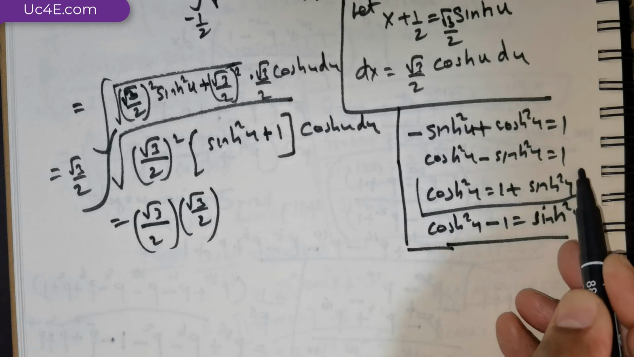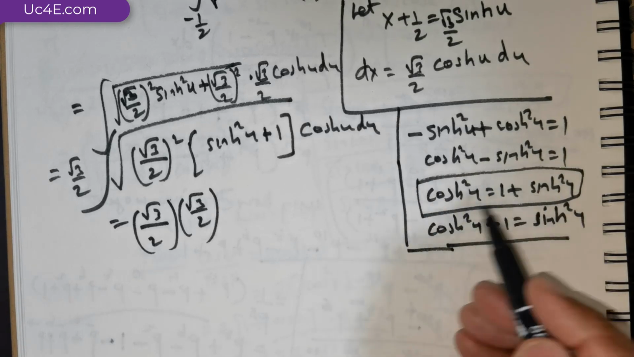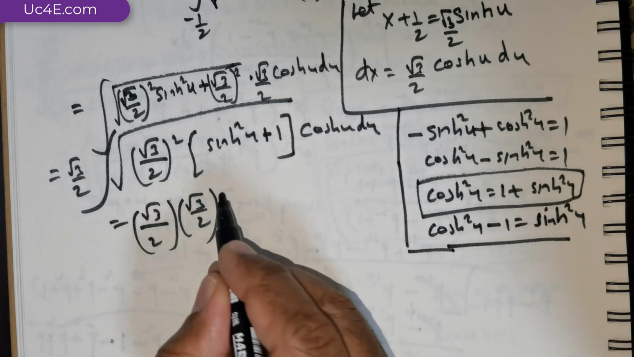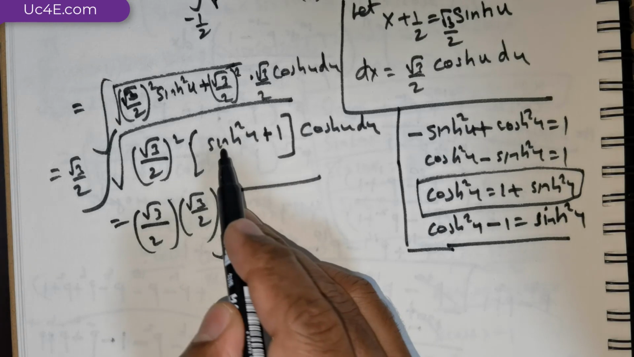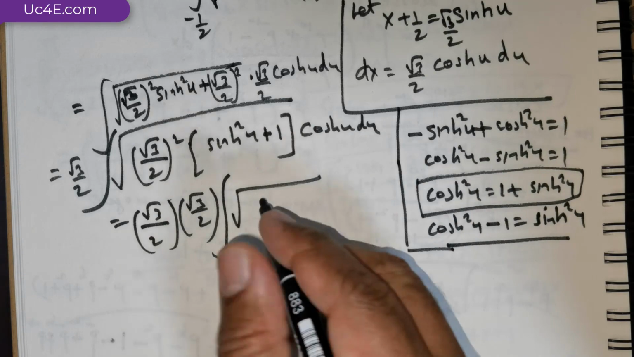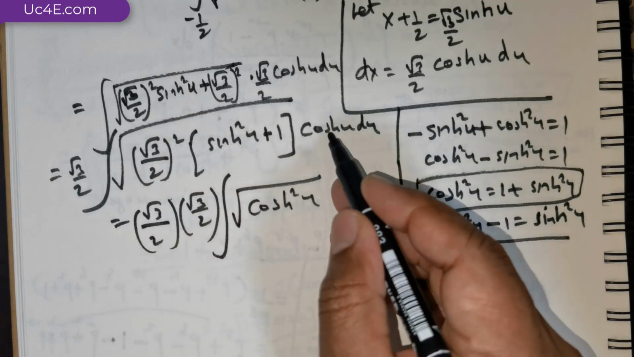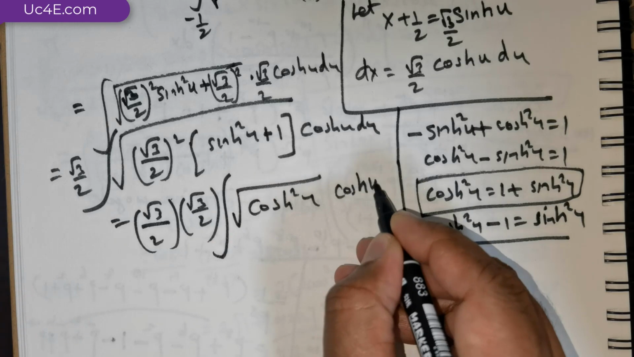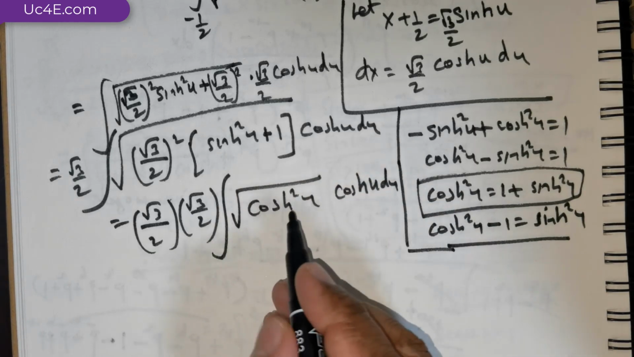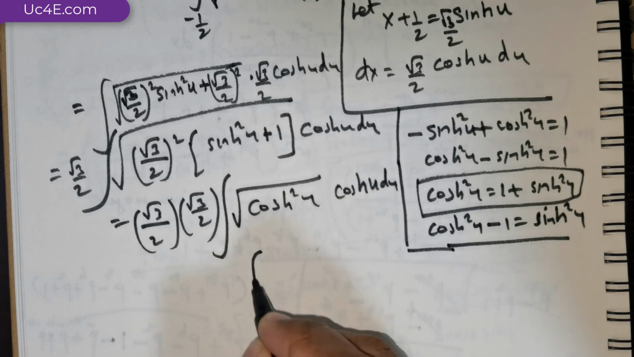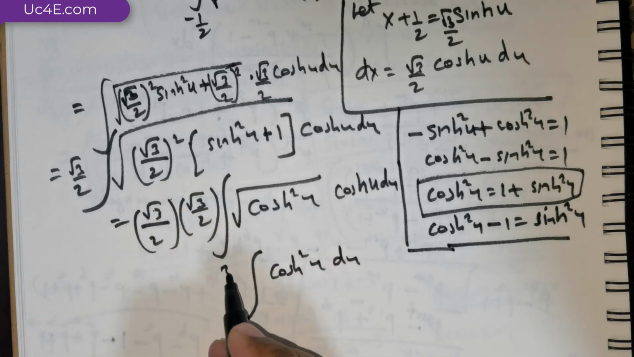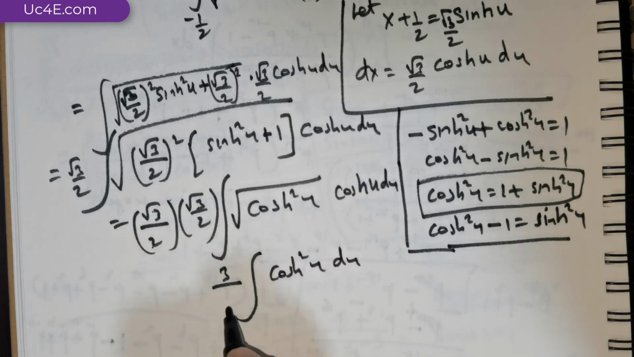What we will do is make use of this particular deduction, cosh squared u is equal to 1 plus sinh squared u. So if I were to do that, this is going to be root of, in place of sinh squared u plus 1, I would be utilizing cosh squared u. So this is cosh squared u. There is also a cosh u there, so cosh u du. Square root of cosh squared u will be cosh u. So cosh u times cosh u will give me cosh squared u times du. Root 3 into root 3 will give me 3. 2 into 2, that's going to give me 4.